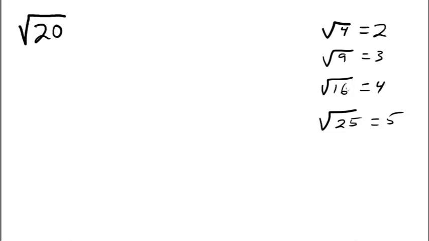Well, that's going to be in between the square root of 16 and the square root of 25. And in fact, it's going to be almost exactly in between them. So we know that the answer will be somewhere about in the middle of 4 and 5. So we can say that this is estimated to be about 4.5.